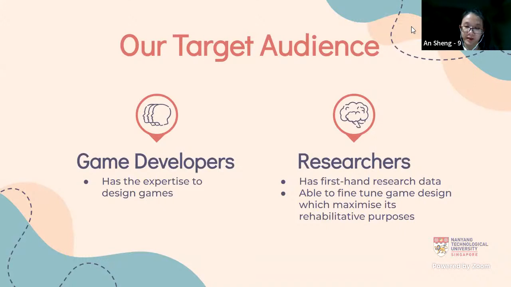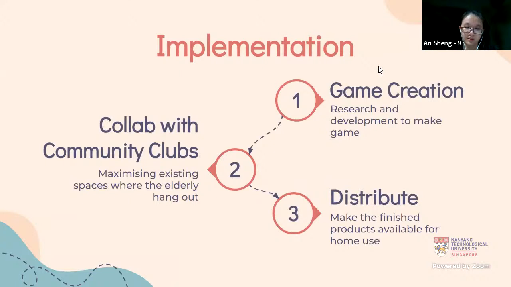So our roadmap is as follows. We are currently in the stage of game creation. After the game is created, we will do a pilot launch at the community clubs. Community clubs in Singapore are popular hangout spots for the elderly, which allows us to maximize our reach of games, as we are aiming to popularize it. In the last stage, we will distribute the game in the market, which makes it available for all users, which can penetrate the rest of the population who are elderly or may not go hang out in the community clubs.